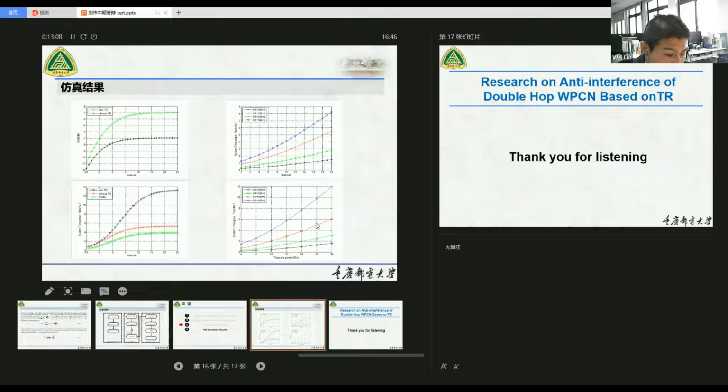For the WPCN, considering the double near-far problem of the network itself, and that interference will affect system performance, this paper introduces a relay and combines TR. It jointly optimizes resource allocation problems such as the transmission time of each stage of the network, the transmission power of the HAP, and the transmission power of the relay, in order to maximize the total throughput of the system.